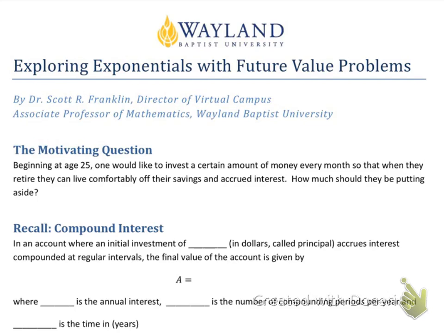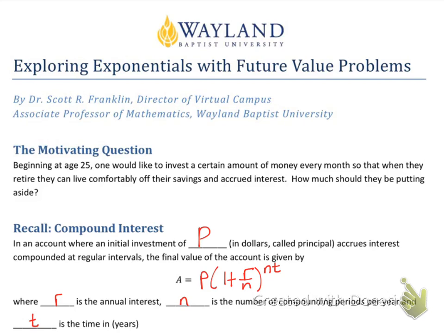Recall that the compound interest formula is based on the initial investment, the P, called principal, which accrues interest and is compounded at regular intervals. And the final value of the account is given by this formula: A equals P times (1 plus r over n) to the nt, where r is the annual interest rate, n represents the number of compounding periods per year, and t is the number of years.